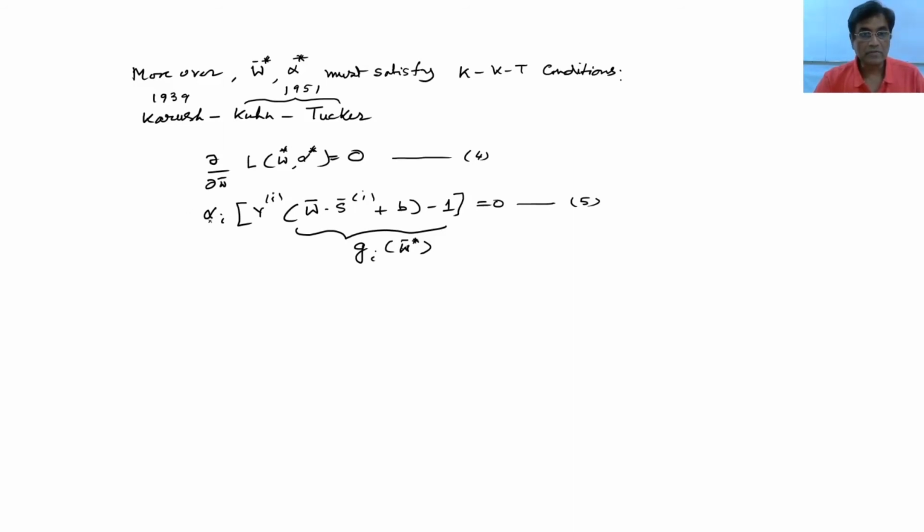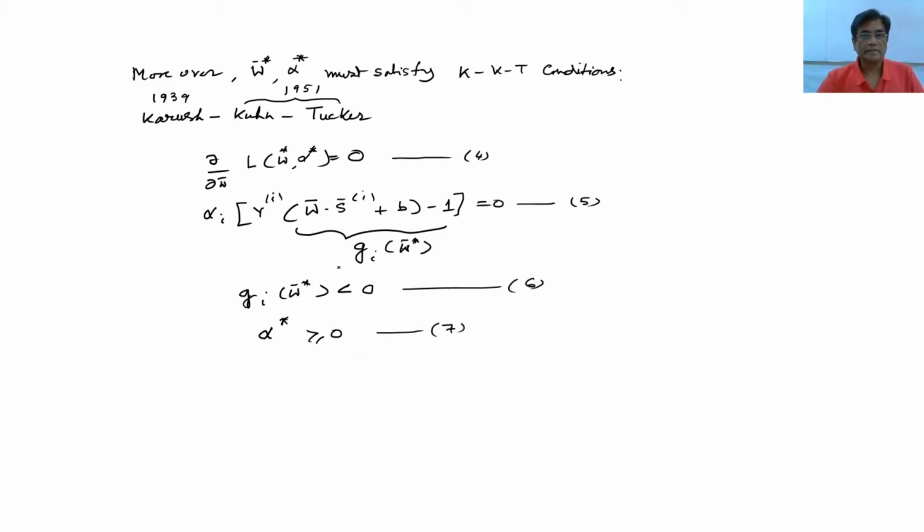So then what it is telling is that the Lagrangian multiplier alpha i times this constraint will be equal to 0, and z i, w will be less than 0, and alpha greater than or equal to 0.